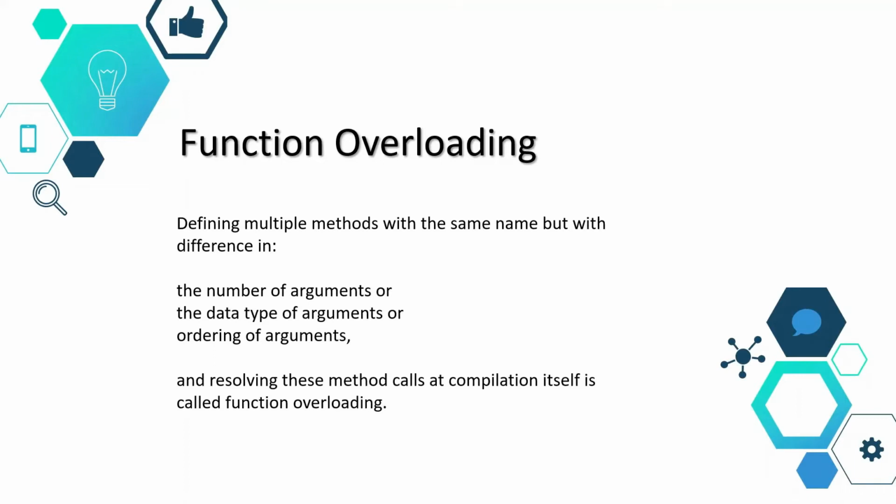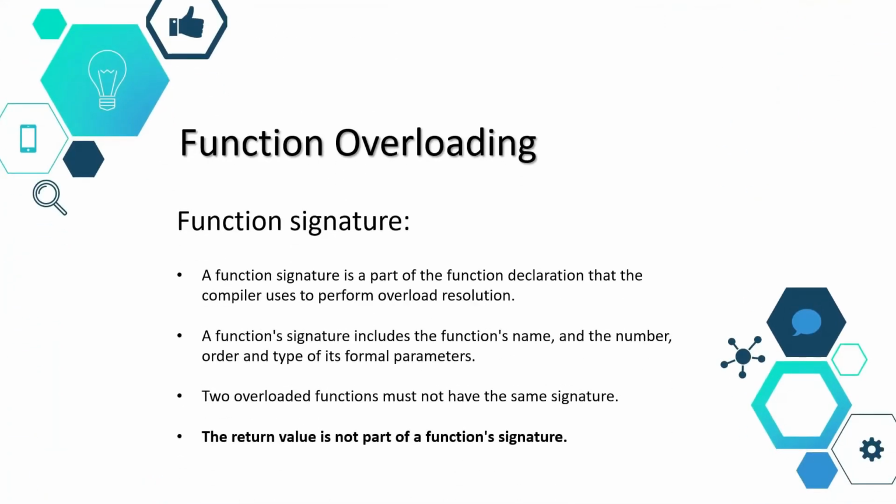Defining multiple methods with the same name but with difference in either the number of arguments or the data type of arguments or ordering of the arguments, and resolving these method calls at compilation itself is called function overloading. The compiler uses function signature to perform overload resolution. Hence, two overloaded functions should not have the same signature. A function signature includes the function's name and the number, order, and type of its formal arguments. One important thing to note here is that return value is not a part of the function signature.